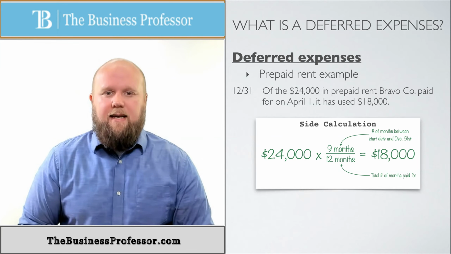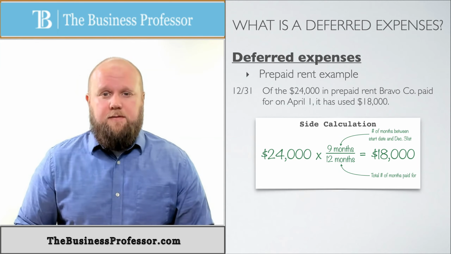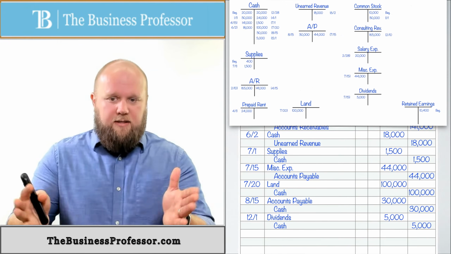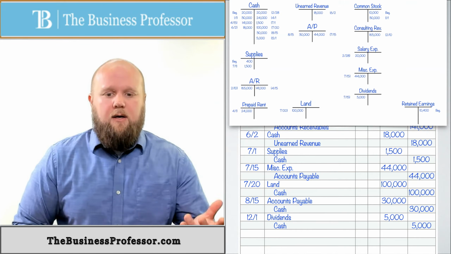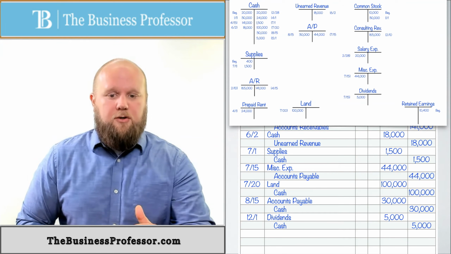But now that we know it, it's going to be 18,000. Let's actually do a journal entry for it. So here's what we have right now. This is not anything different than what you had in Chapter 2. This is what we ended Chapter 2 with. So now we're just going to continue adding on journal entries to the bottom.